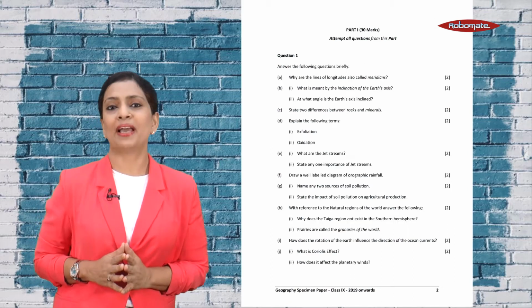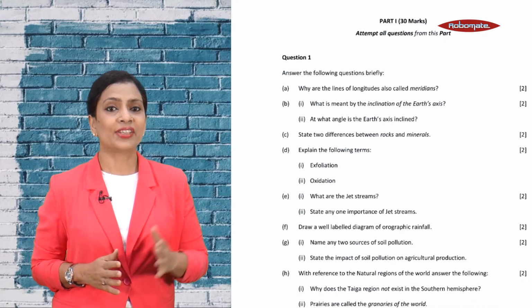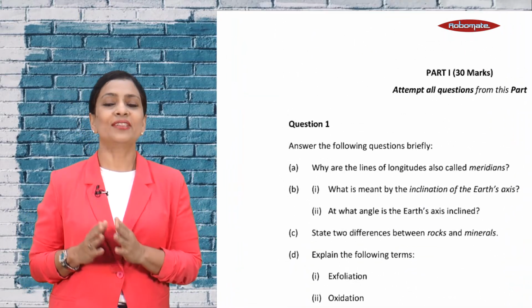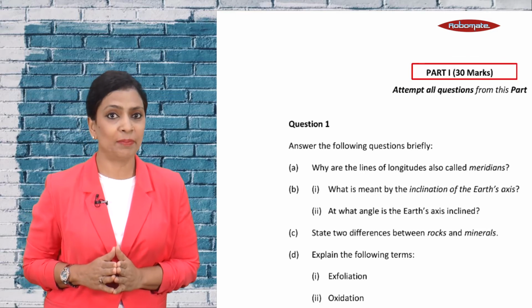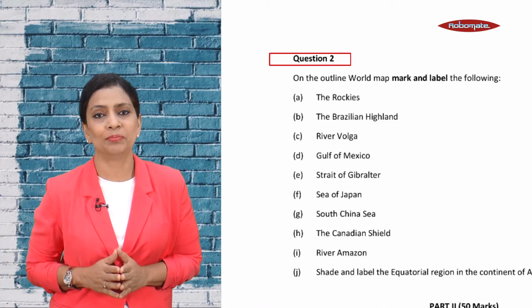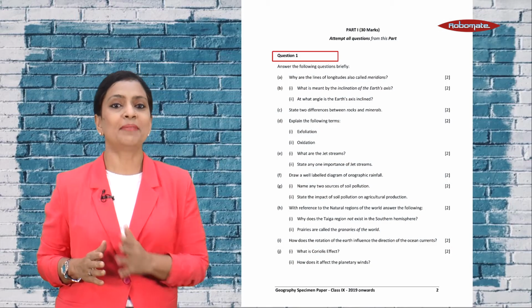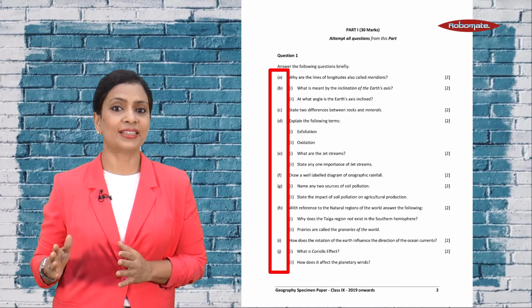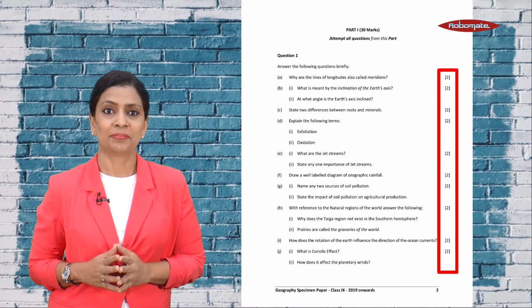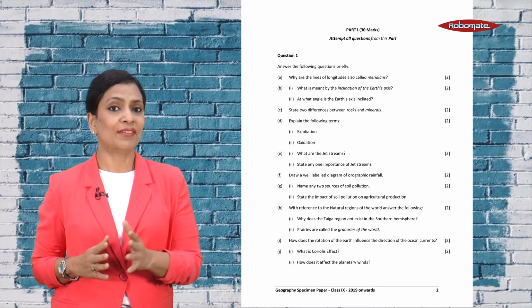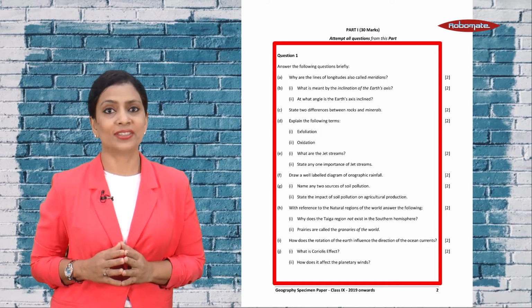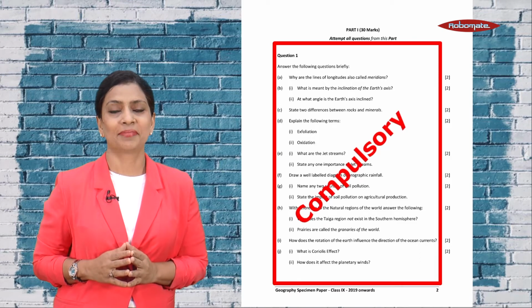The question paper has two parts, that is part 1 and part 2. Part 1 is of 30 marks and there will be two questions here, question 1 and question number 2. Question 1 is of 20 marks. There will be 10 questions in all in this part for 2 marks each. Now this part covers the full portion with no options. All questions are compulsory.